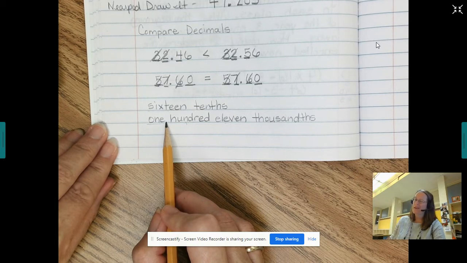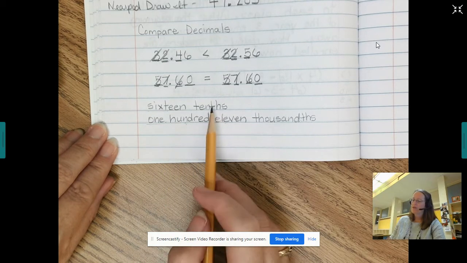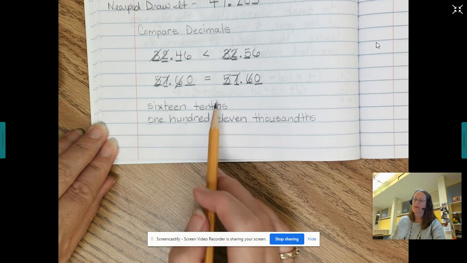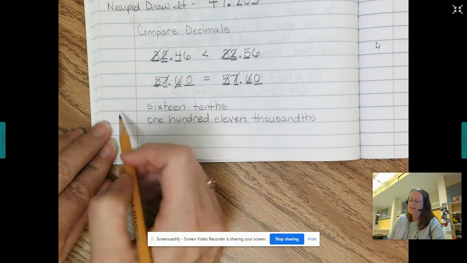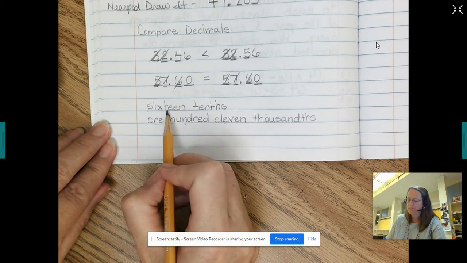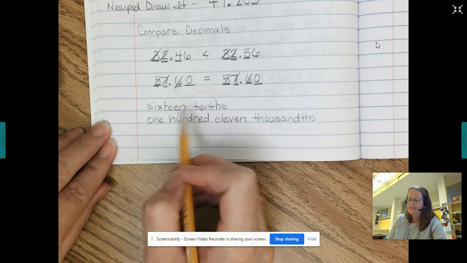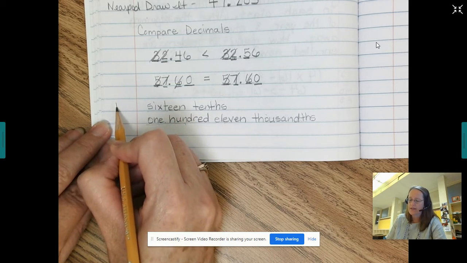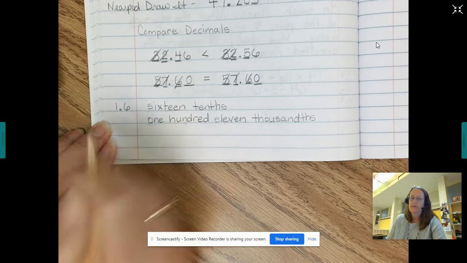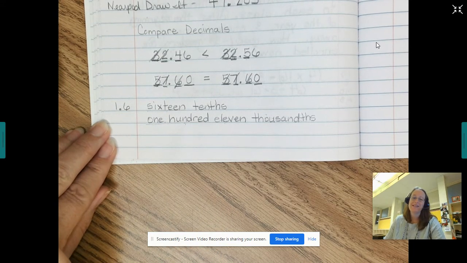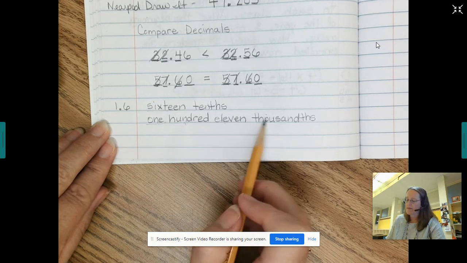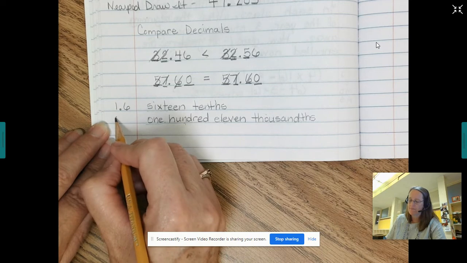But wait a minute. We're forgetting about the units. We are forgetting about the units. Let's write these in standard form so that we can compare them. 16 tenths looks like this. 16 tenths. 111 thousandths.